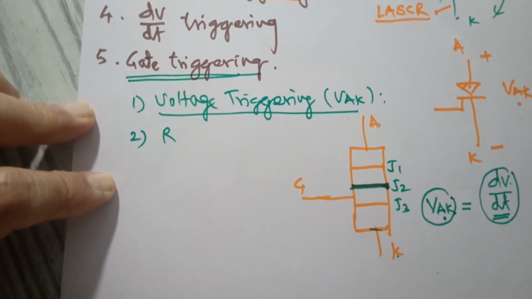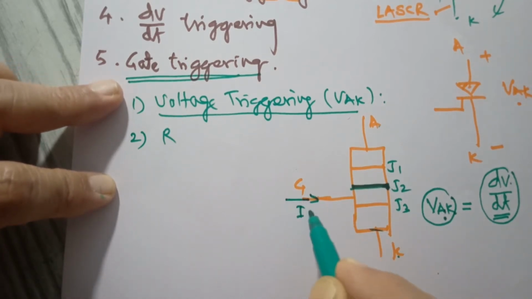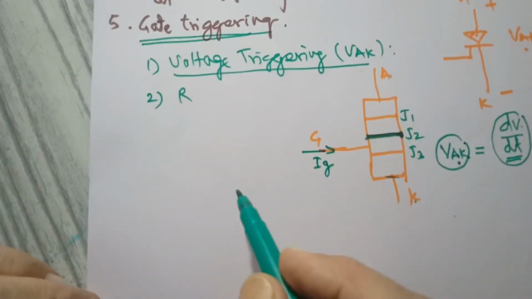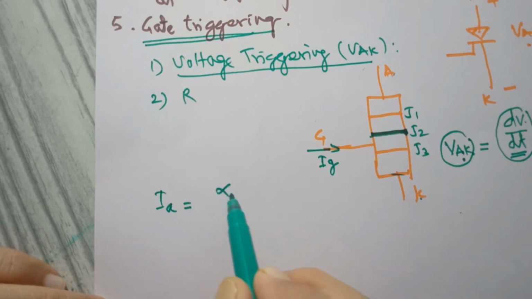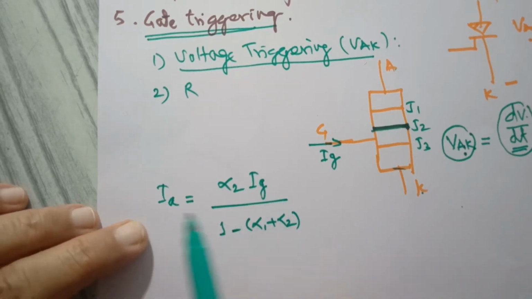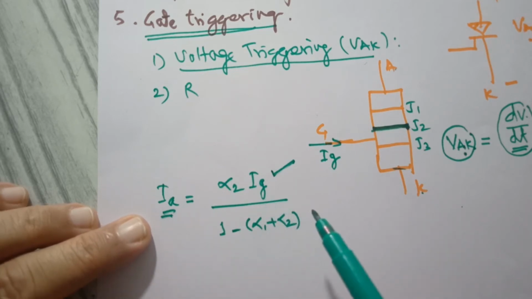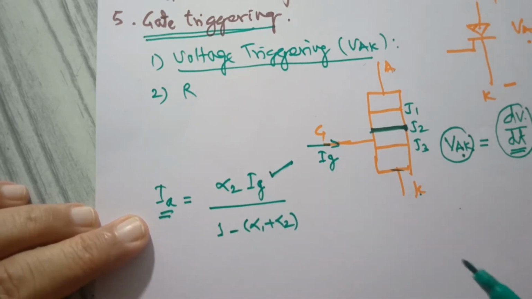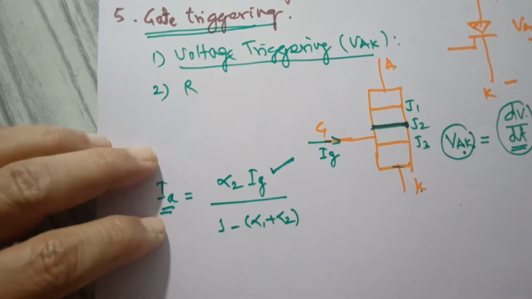In this case, we have seen that by injecting a small gate current, this gate current triggers the SCR. We have also studied the expression for anode current as alpha 2 Ig upon 1 minus (alpha 1 plus alpha 2). So this expression states how anode current depends upon the gate current. So this technique is very convenient. You can apply or inject the gate current in different ways. So what are the different ways?